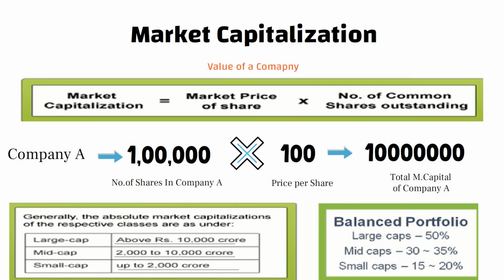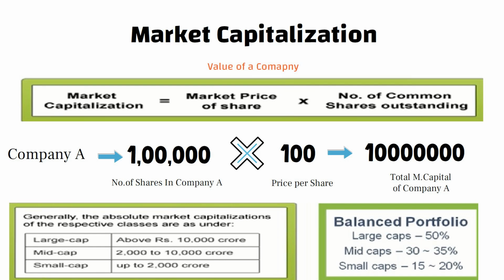We can diversify our portfolio of stocks based on this. The ideal stock portfolio for investors would consist of at least 50% of large cap stocks, followed by 30 to 35% of mid cap stocks, and 15 to 25% of small cap stocks. This helps to protect our portfolio or investments.